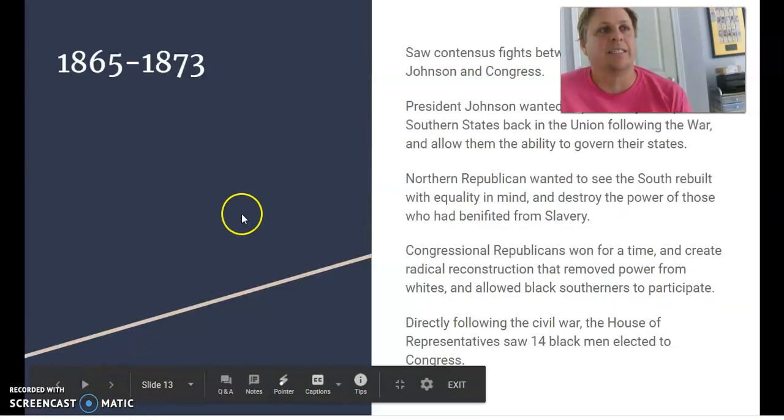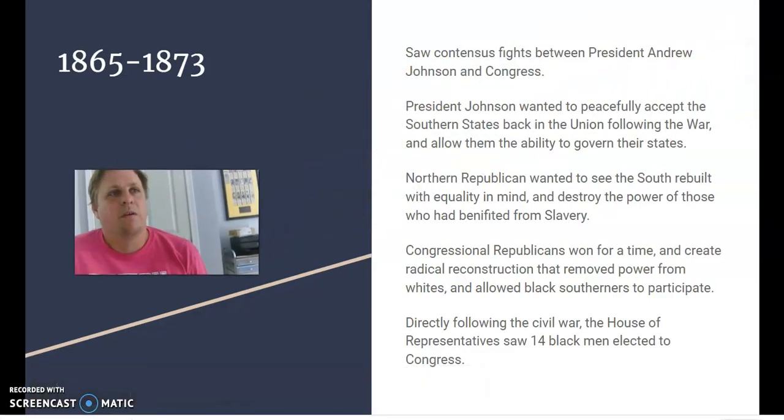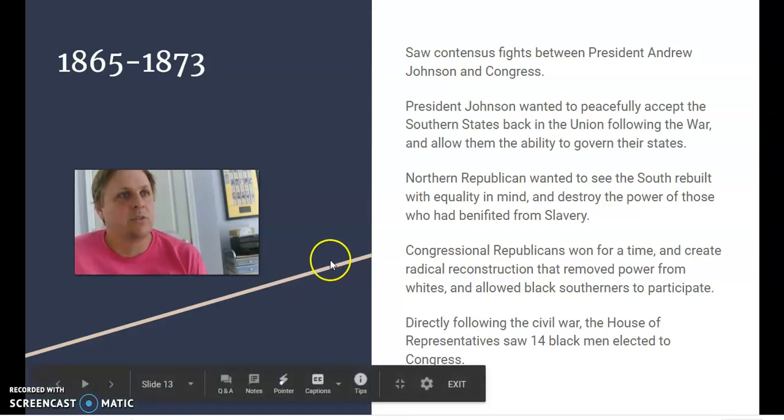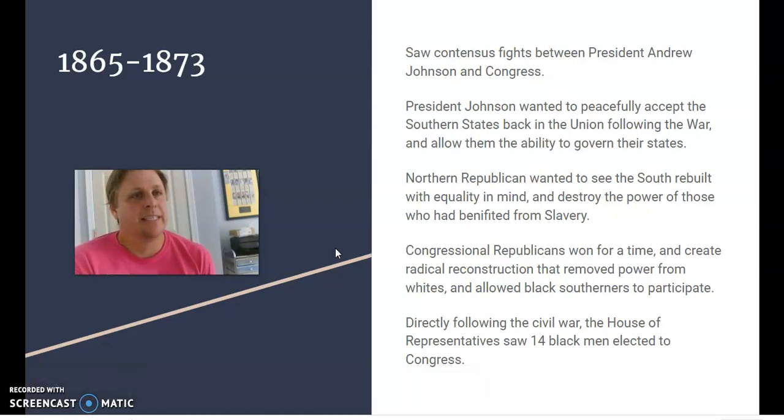It's just that. The attempt was for the North to rebuild the South with more equality. It led to a fight. The president, because again, Abraham Lincoln gets shot, assassinated. The guy who takes over, President Andrew Johnson, fights with Congress about this. President Johnson felt that he needed to peacefully accept the South to get them back and working again and be a part of the Union. So he was willing to give in to some of their demands so that they would come back.